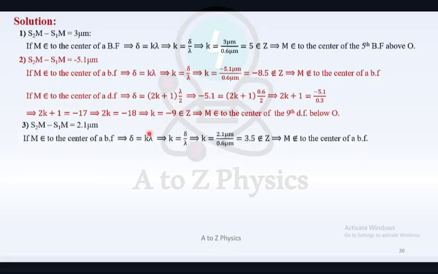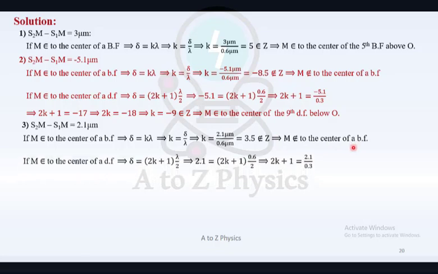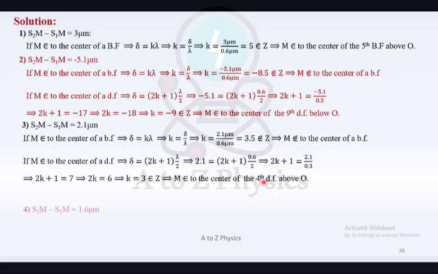3. S2M minus S1M equal 2.1 micrometer. If M belongs to the center of a bright fringe, we find k equal to 3.5, which doesn't belong to Z, so M doesn't belong to a bright fringe. And if M belongs to the center of a dark fringe, then delta should be equal to (2k plus 1) lambda over 2. We find that k equal 3 belongs to Z, so M belongs to the center of the fourth dark fringe above O.